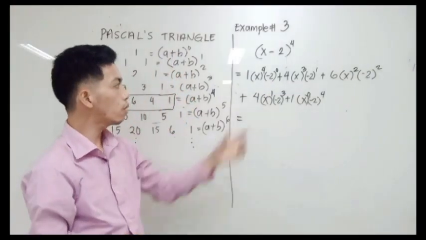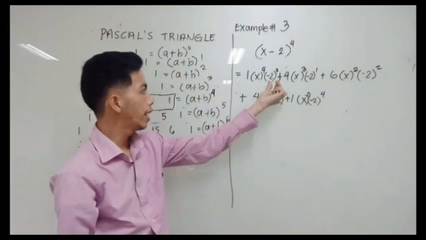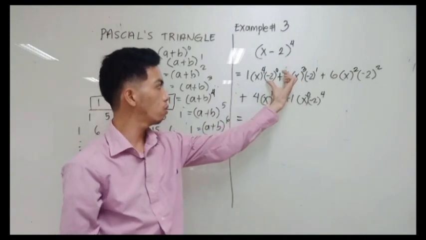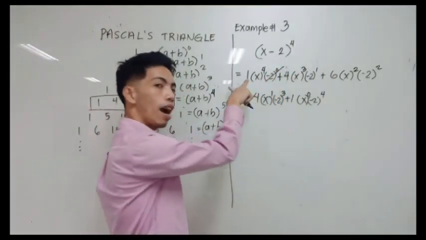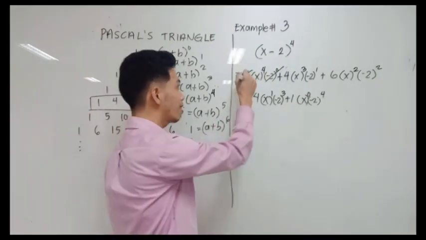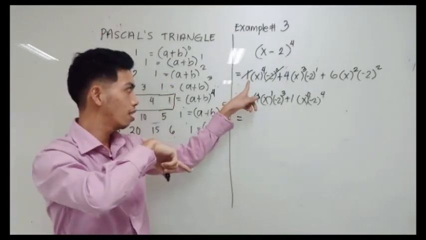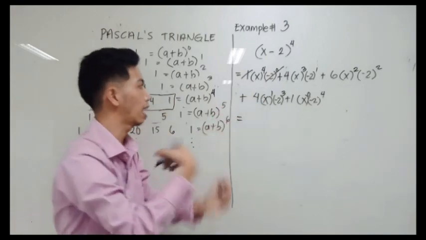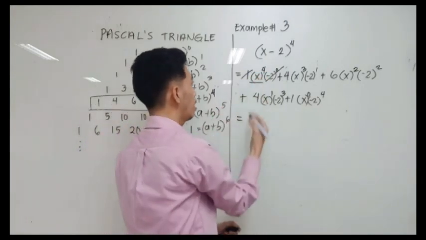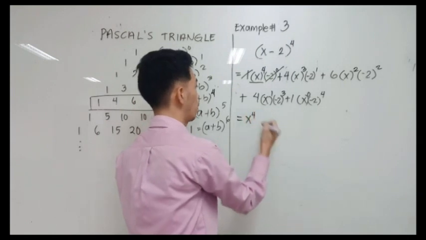Okay? Next step that we need to do is to evaluate. Okay? To evaluate or simplify, you have -2 raised to 0 is 1. Therefore, cancel na siya. Itong 1 na numerical coefficient, cancel na din. Kasi understood na may 1 doon kahit walang nakalagay. So, natira natin ay x raised to 4. Okay?